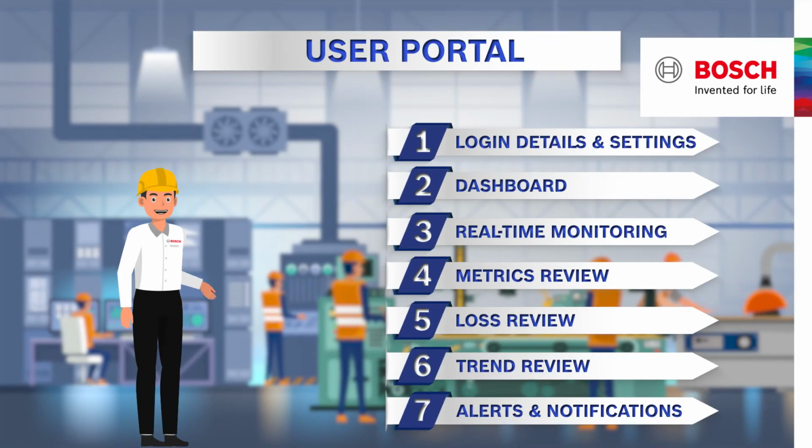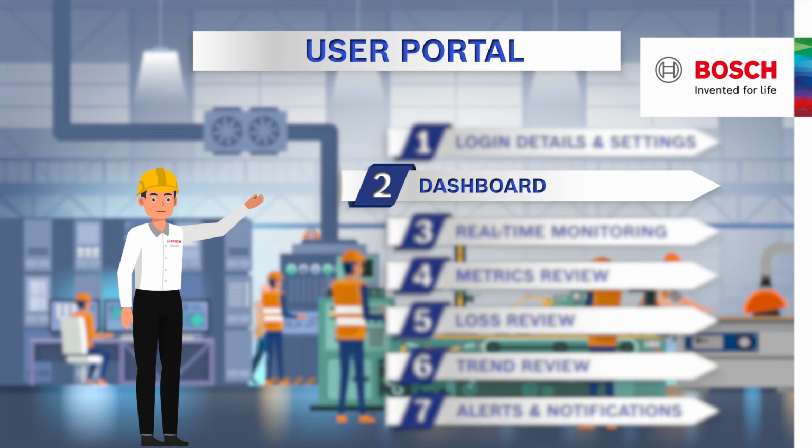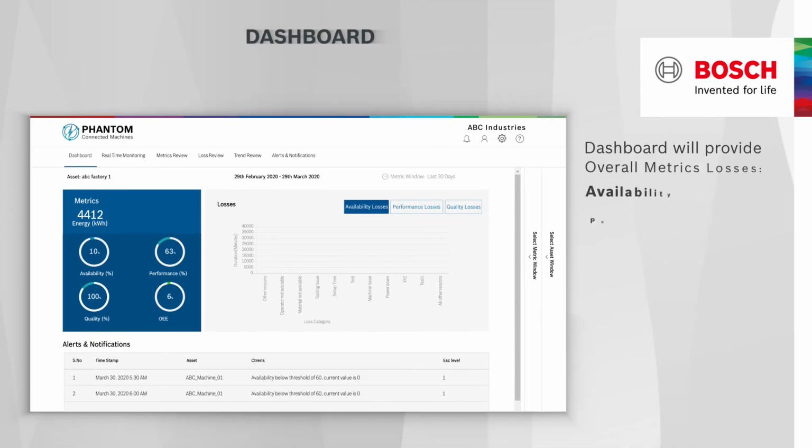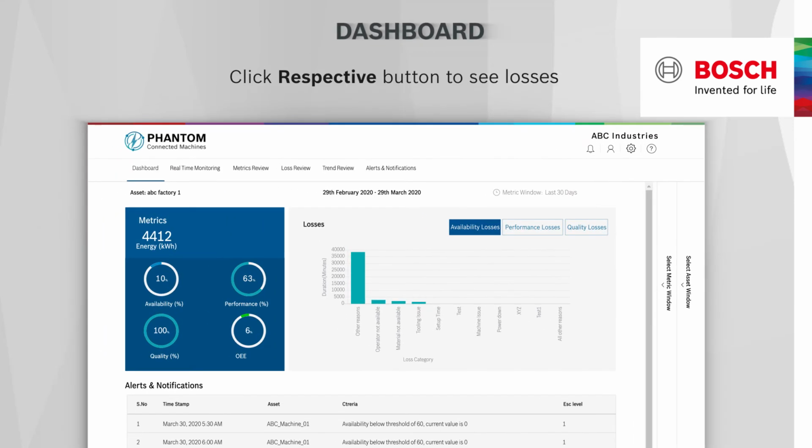Now let us learn everything about the dashboard. The dashboard will help in reviewing key metrics, losses, and events. It can be set to review the details of the previous day, or 1 week, or 1 month. On the dashboard, you'll be able to see overall metrics losses, availability losses, performance losses, and quality losses. Click the respective buttons to see the losses.